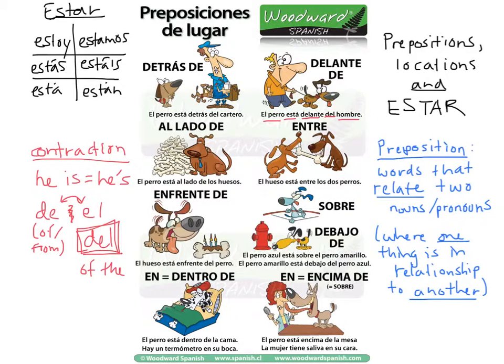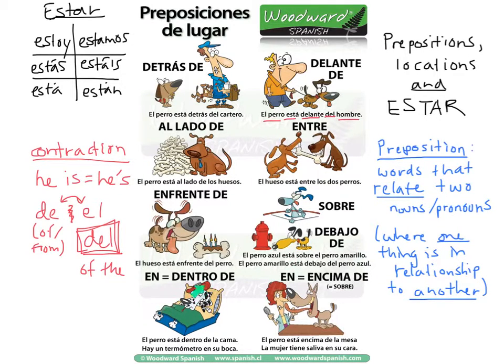Then we've got two right here, sobre and debajo de. So el perro azul, the blue dog, está sobre el perro amarillo. So the blue dog is over the yellow dog. Then we've got the yellow dog here. El perro amarillo está debajo del perro azul. So if not above, we are below. So the yellow dog is below the blue dog.